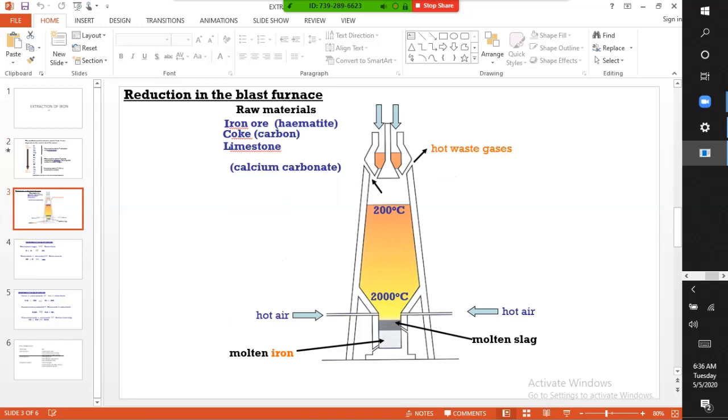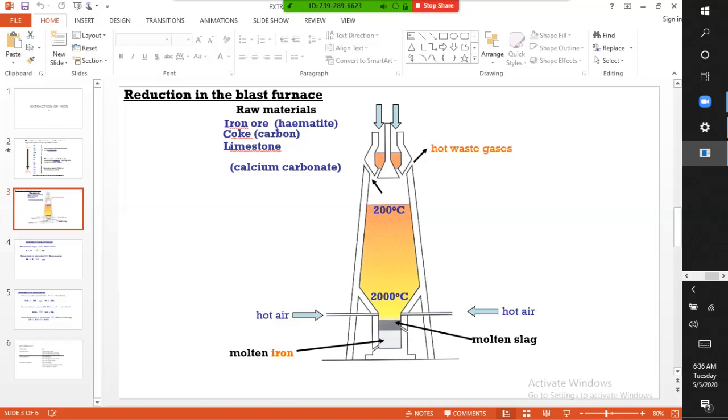Now, it melts the iron, and various reactions take place using these raw materials to form molten iron and molten slag. The slag contains the impurities and is lower in density compared to the density of iron. So it floats on iron and can be decanted off.